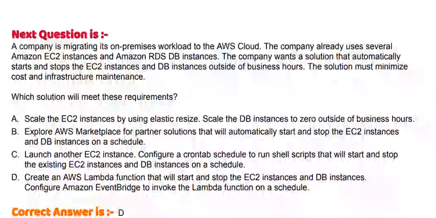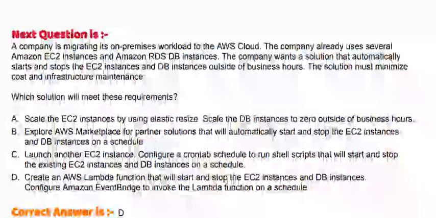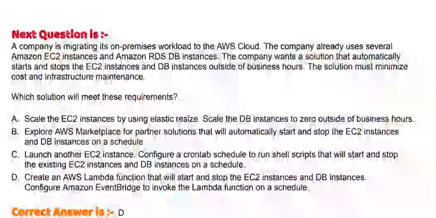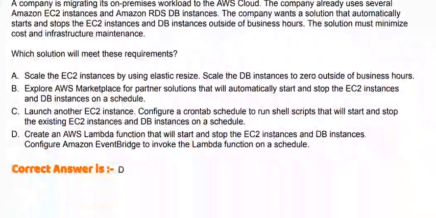Option A, scale the EC2 instances by using elastic resize. Scale the DB instances to zero outside of business hours. Option B, explore AWS Marketplace for partner solutions that will automatically start and stop the EC2 instances and DB instances on a schedule. Option C, launch another EC2 instance, configure a crontab schedule to run shell scripts that will start and stop the existing EC2 instances and DB instances on a schedule. And option D, create an AWS Lambda function that will start and stop the EC2 instances and DB instances. Configure Amazon EventBridge to invoke the Lambda function on a schedule. And the correct answer is option D.